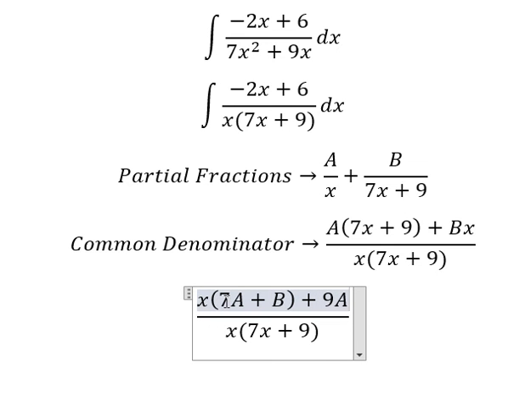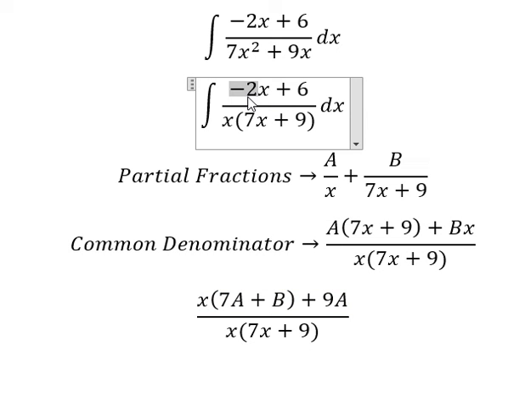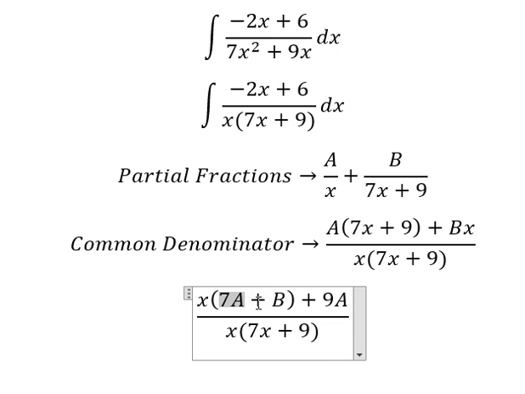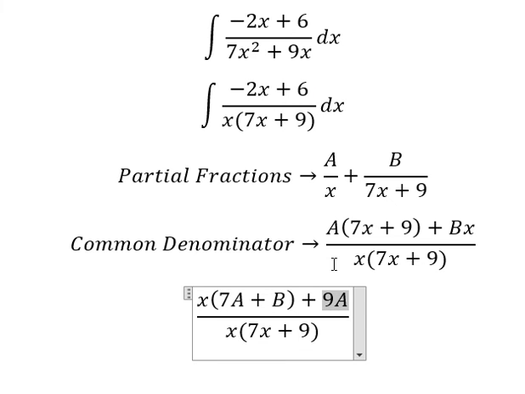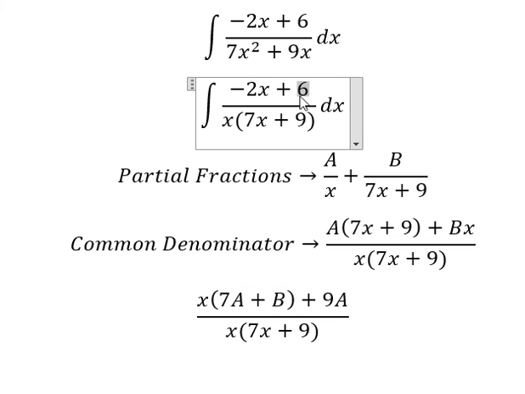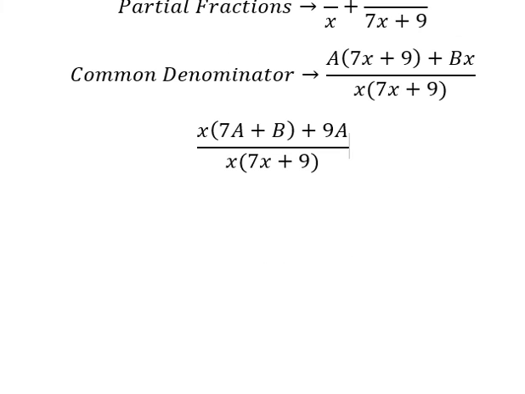Now, we need to compare coefficients. About S, we have negative number 2. So, 7A plus B equals negative 2. About the number, 9A equals 6. And now, we create the system of equations.